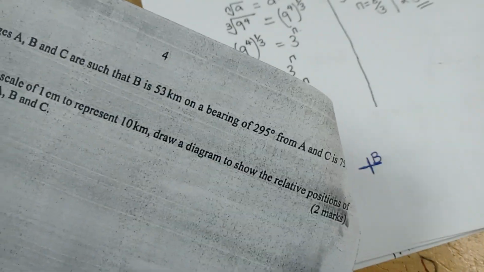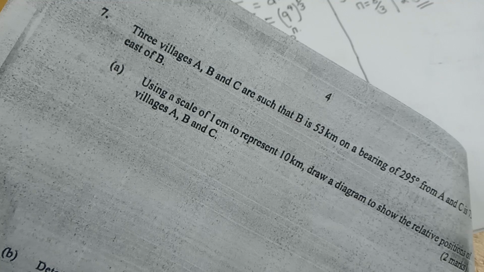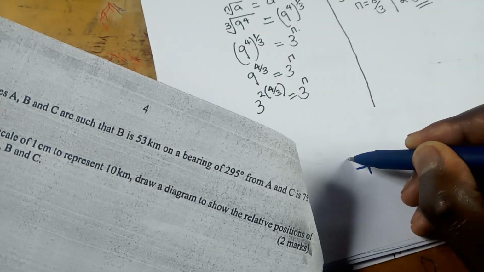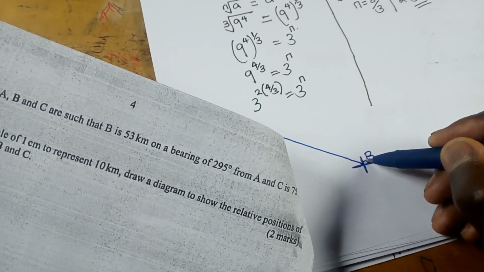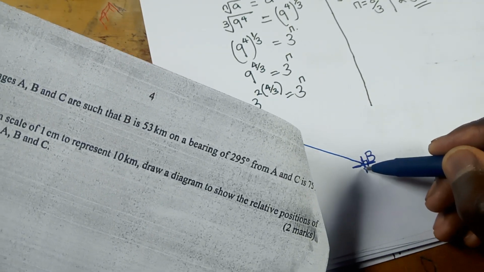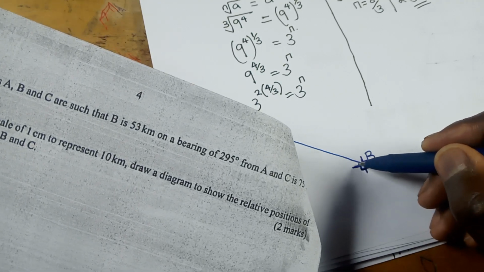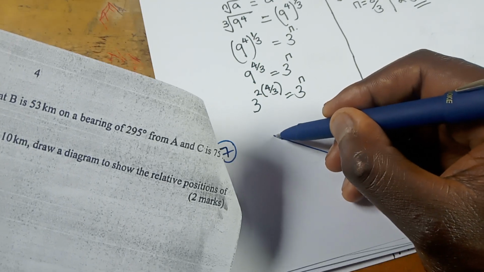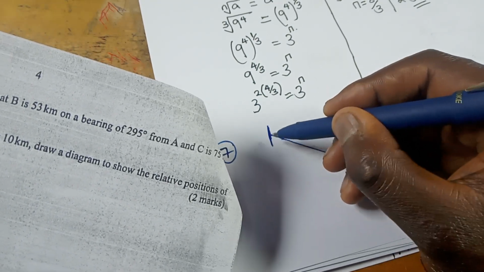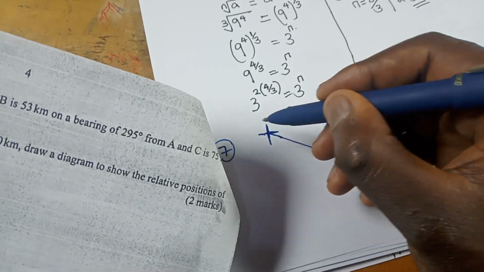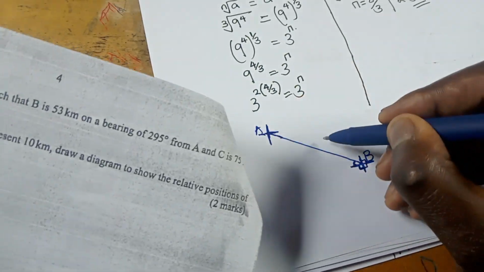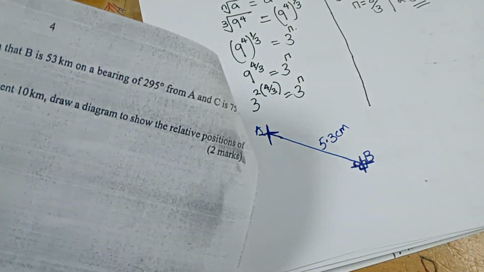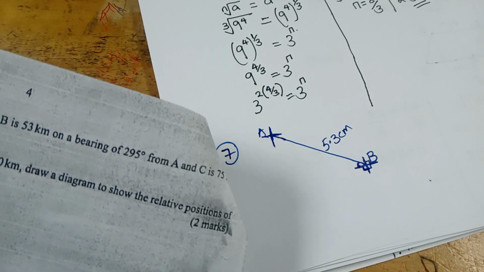A bearing goes in a clockwise direction, and 295 will come around to a place here. Because this one is 90, this one is 180, this one is 270, we can measure 25 degrees from 270 and get our A there. When we get A here, we measure 5.3 centimeters, so that is on that bearing.